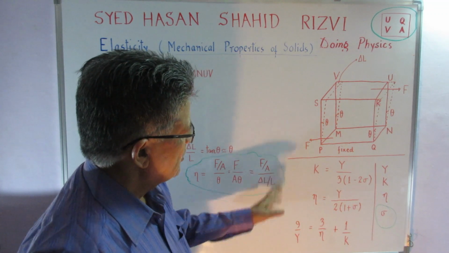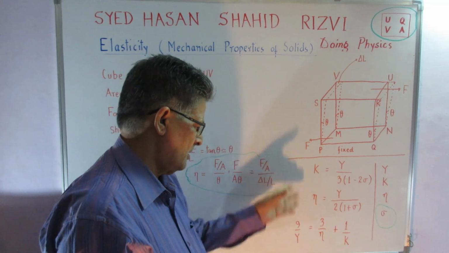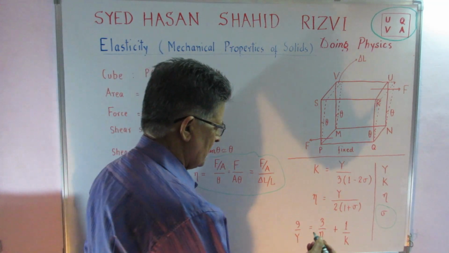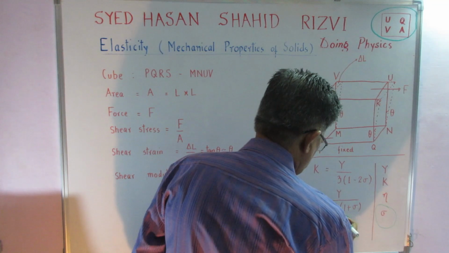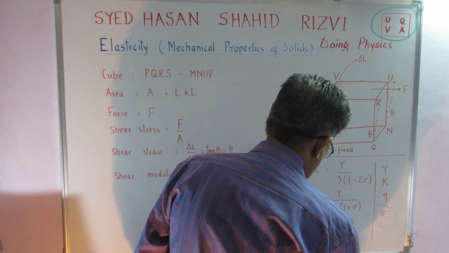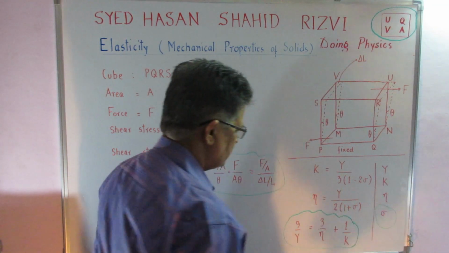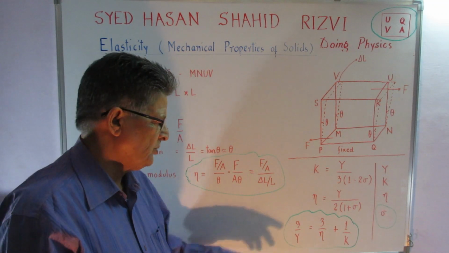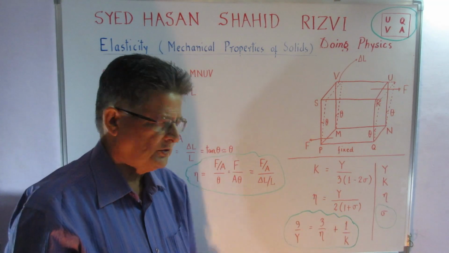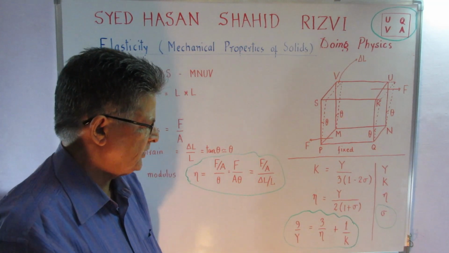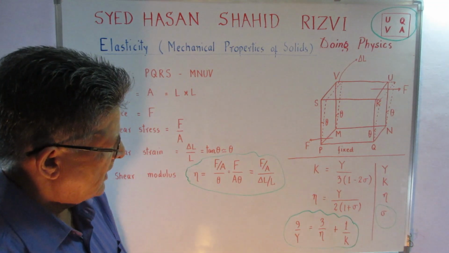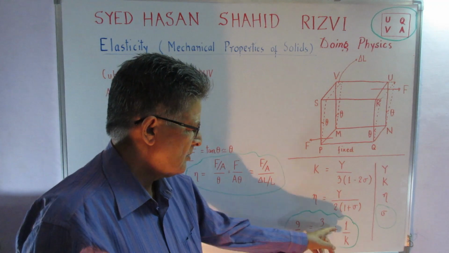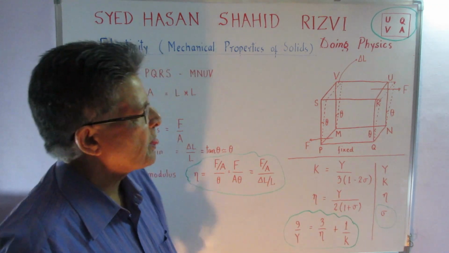So these are the formulae. You may remember, but the most interesting formula is the one which does not contain sigma. And this connects the three moduli of elasticity, the Young's modulus, the bulk modulus, and the modulus of rigidity, and it turns out as 9 upon Y is equal to 3 upon eta plus 1 upon K.